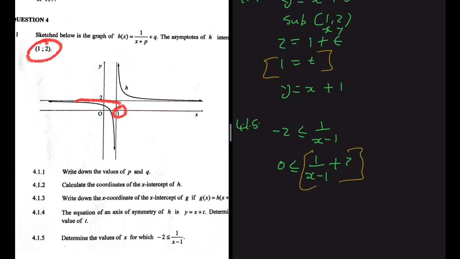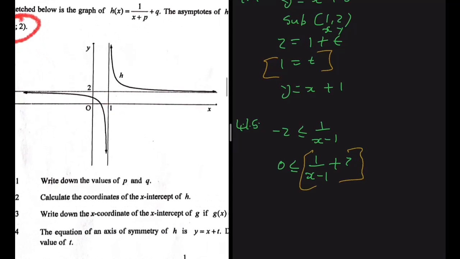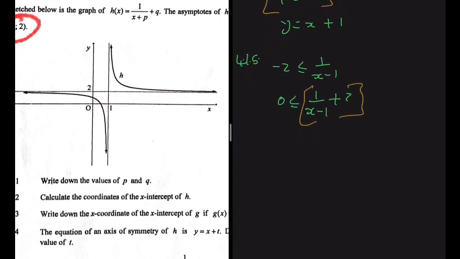So what this question is asking us is to find the values of x for which the graph is at 0 or above, right? The values of x for which the graph is at 0 or above. So let's look for that. Let me just erase this so that we can have a bit of clarity. So let's go to our graph, right?